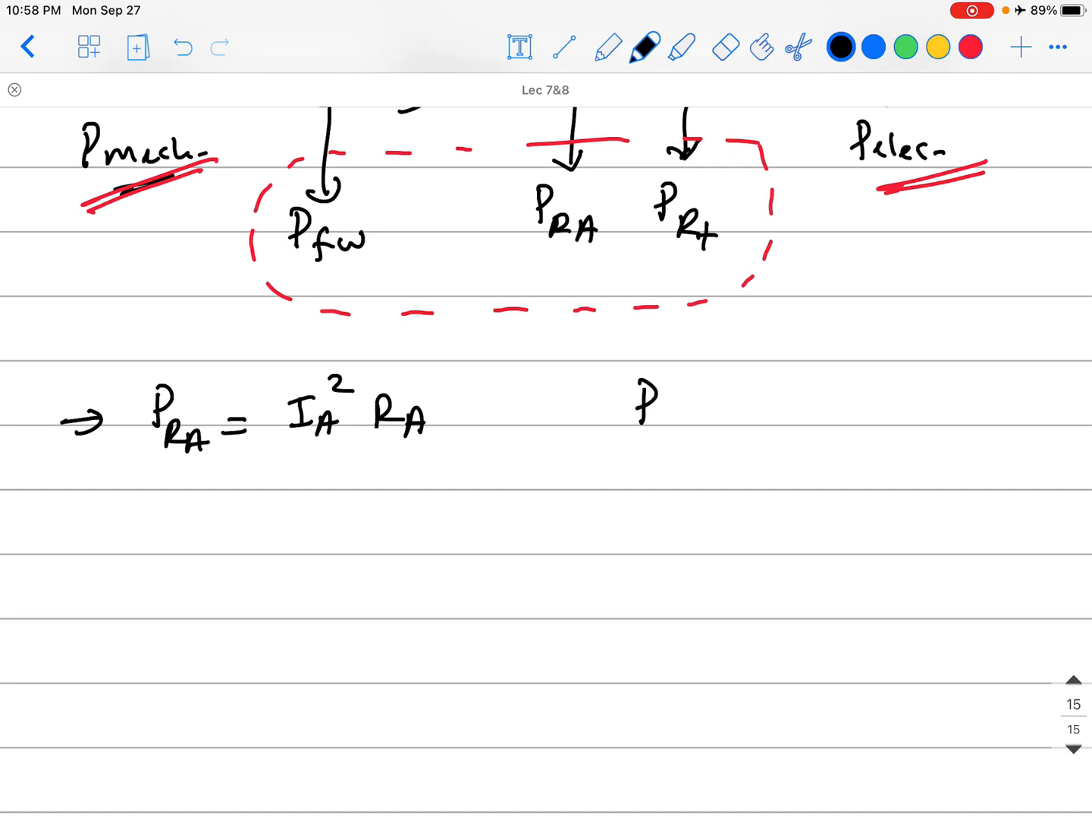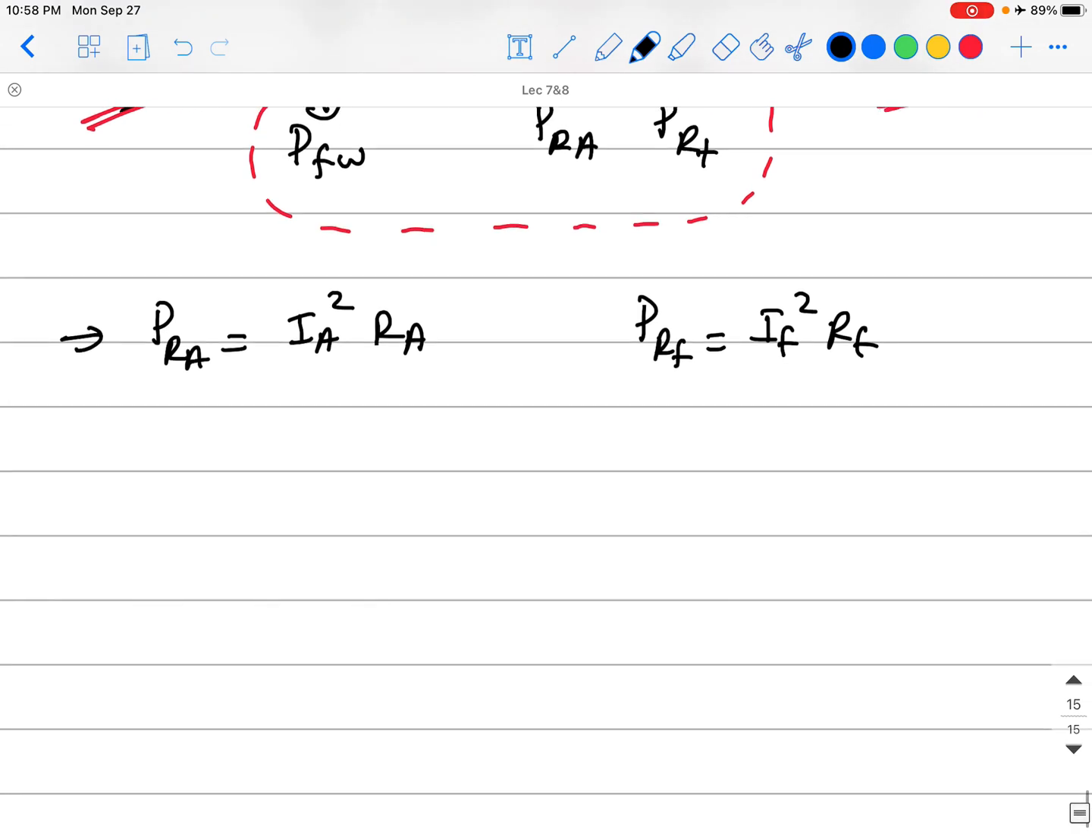And the copper losses on the field winding will be I field squared times R field. It's different from connection to connection, which current to use and how to calculate these currents, IF and IA, but whenever you calculate them, you just plug them in here and find these copper losses. Okay, guys?